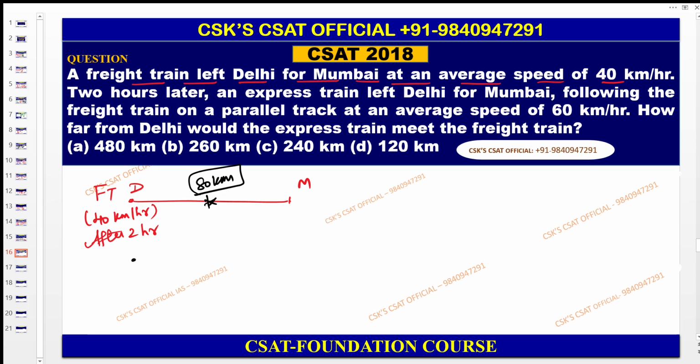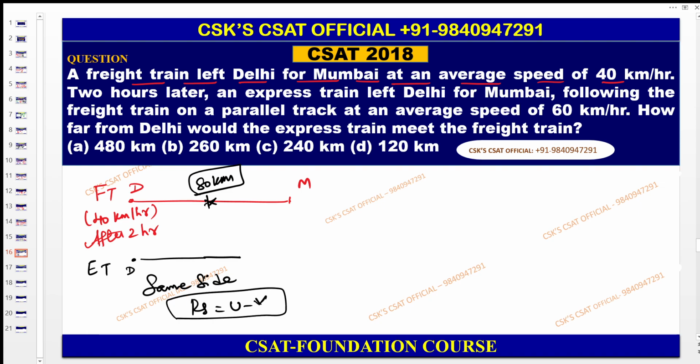After 2 hours, another train, express train, ET, starts from Delhi to Mumbai, following the freight train. That word is important, following the freight train. Following means same side. Same side means what would be the relative speed? U minus V. So this logic you need to understand, U minus V. This is 60 km/h. So what is the relative speed? 60 minus 40, which is equal to 20 km/h.